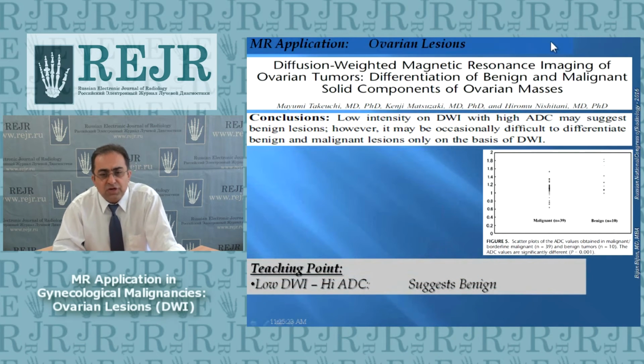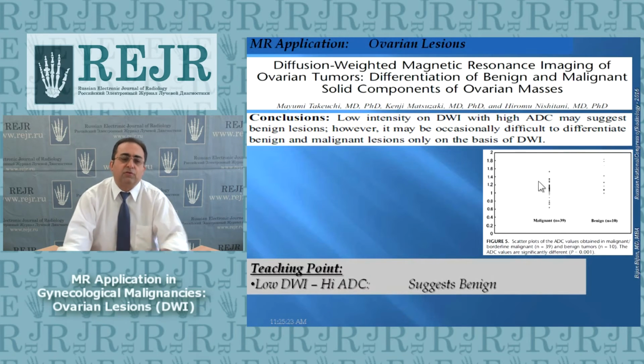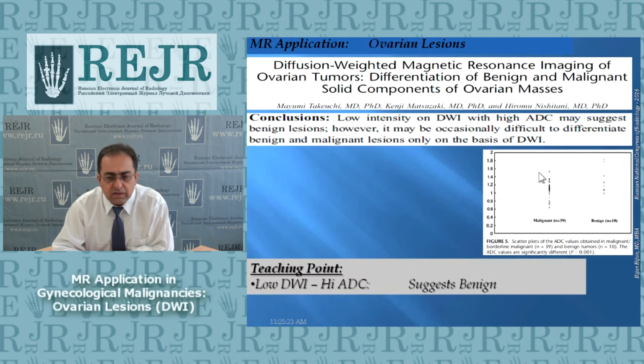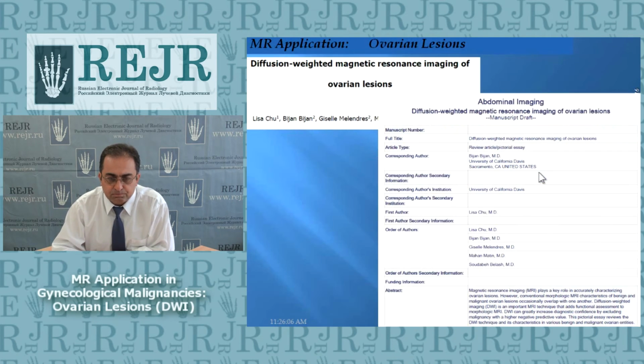This is another Japanese literature that I want to quote. Malignant lesions in general have lower ADC values compared to benign lesions. Of course, there is going to be an overlap area, but that's how it is. If you have a low DWI and high ADC, probably it is a benign lesion.